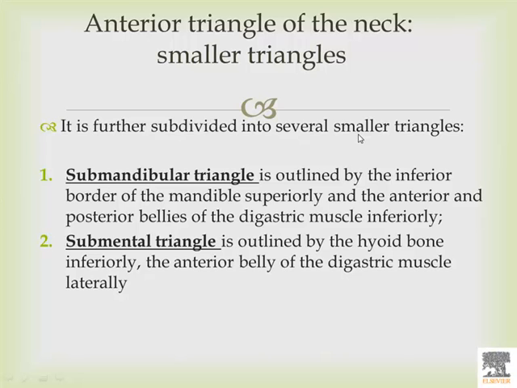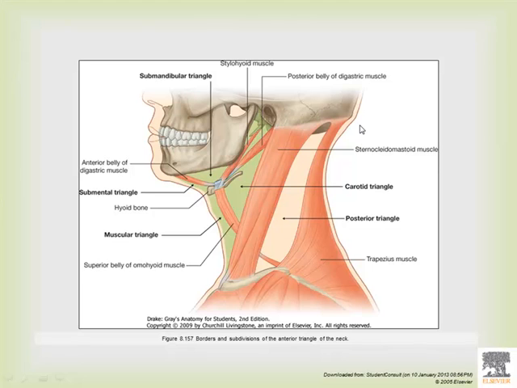Now we're going to look into smaller triangles within the anterior triangle of the neck, and these smaller triangles are going to be explained much better once we place this figure that talks about them. We have a triangle underneath the mandible, so we call it the submandibular triangle. A triangle right under the mental region, right in front of the anterior belly of the digastric muscle, will be the submental triangle.